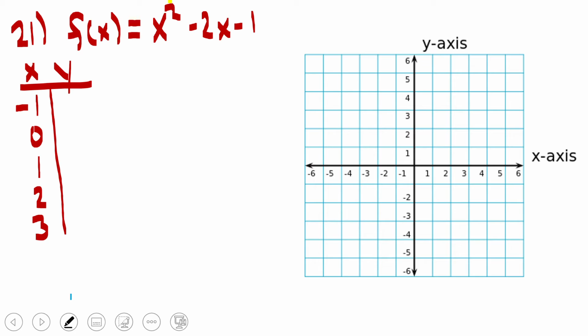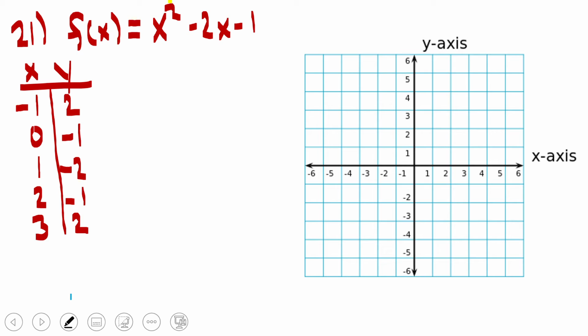If we substitute -1 in for all the x's in the function of x, we can kind of mental math this. You're going to get from the input -1 an output of 2 for y. At 0, you'll have a y of -1. At 1, we'll have -2 for y. At 2, we'll have -1 for y. And at 3, we'll have 2 for y.